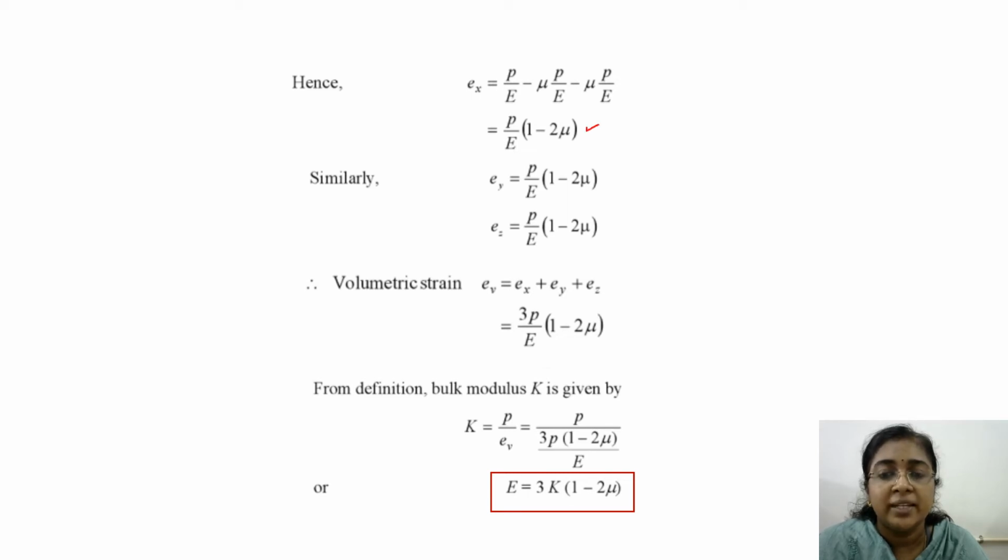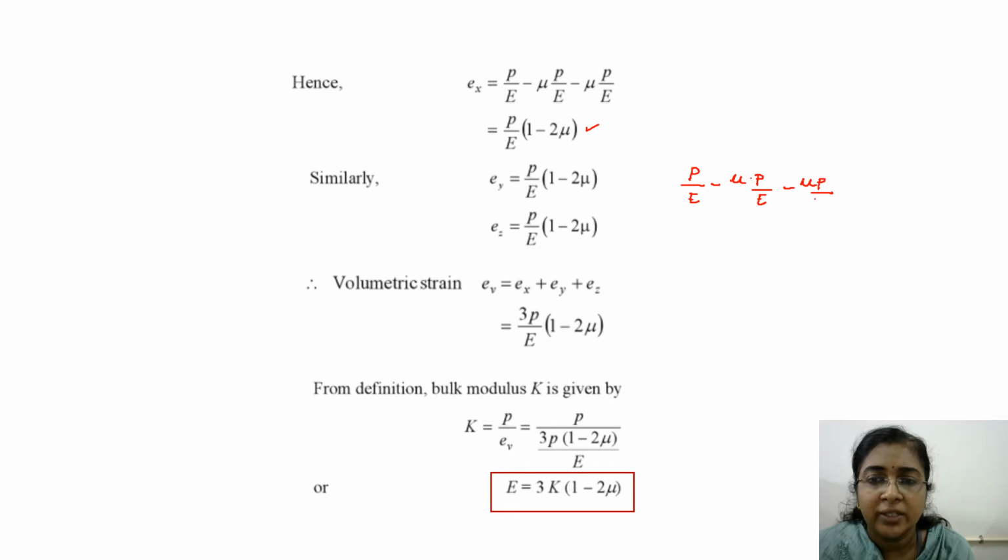In the same manner, we can consider the total strain in the y direction. Because of the tensile stress P in the y direction, we have the tensile strain P by E in the y direction. And due to the stresses P in the x and z directions, which are tensile in nature, we have the compressive strain mu into P by E in the y direction.